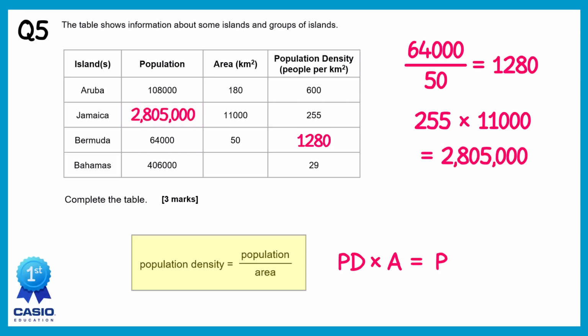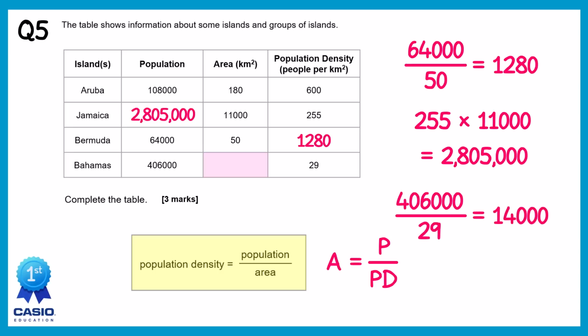And finally, we need to find the area of the Bahamas. We'll need to rearrange the formula once again. Let's divide both sides by population density, and we end up with area is population divided by population density. So if we take the population of 406,000 and divide it by the population density of 29, we find the area must have been 14,000. So that's the table complete.